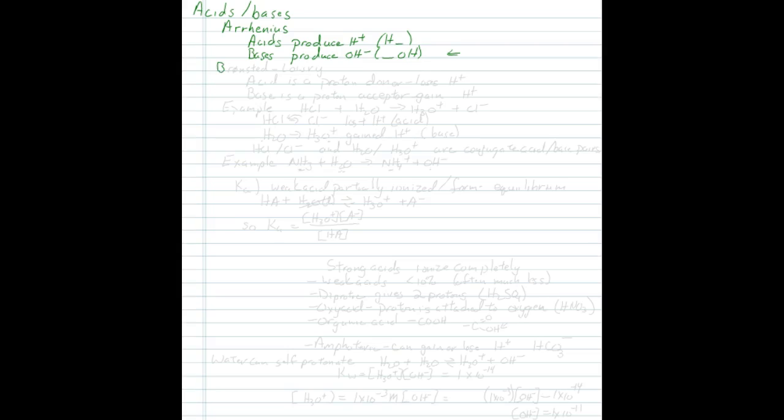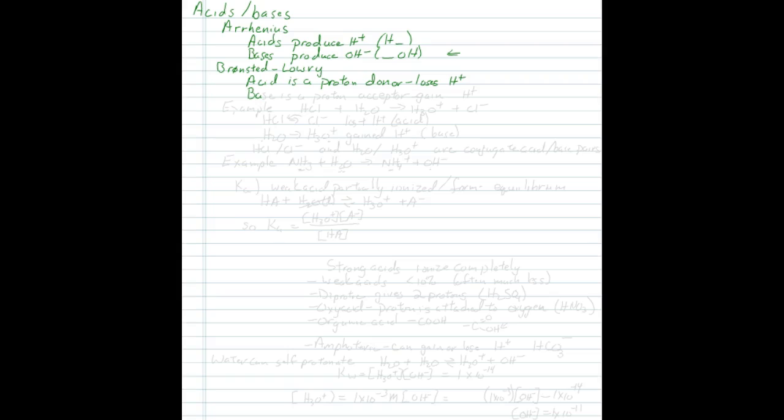A better definition was proposed simultaneously by two gentlemen, Bronsted and Lowry, and it was an improvement on what Arrhenius said. An acid is a proton donor. A proton donor loses an H+. That is absolutely no different from Arrhenius' definition. They both work the same way.